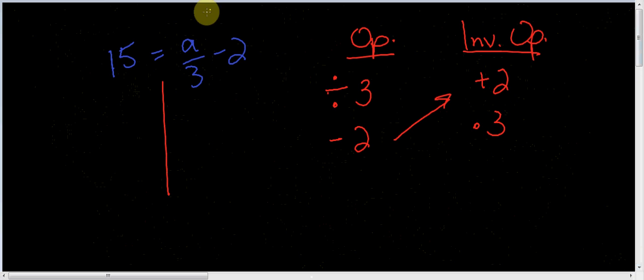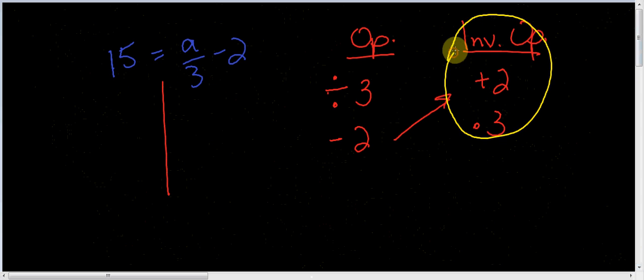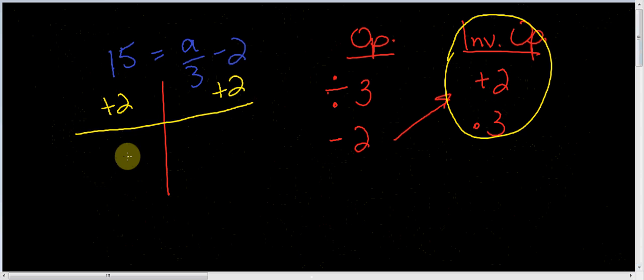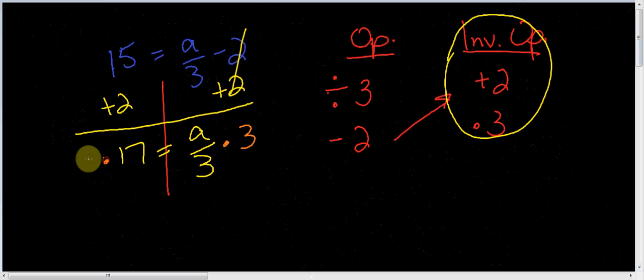Now I'm going to do a little work. Remember, I'm looking over here at inverse operations. It tells me what to do. I'm going to add 2. So I have 17 is equal to A over 3. Negative 2 plus 2, gone. That's what we wanted to have happen. Alright, my next step is to multiply by 3. So put a dot for multiplying. Do the same thing on both sides.